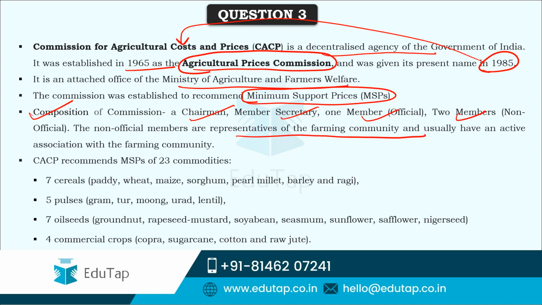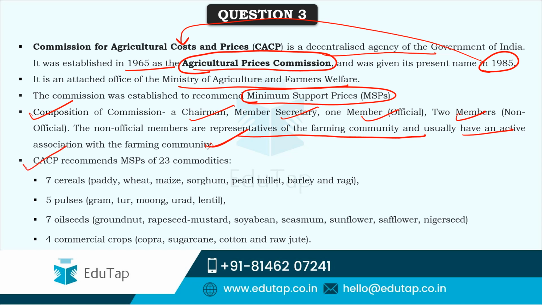See, otherwise that would not be fair. Without the persons who are involved in farming, if something is decided, it would not be fair. So two non-official members are there, who will be from the farming community, and usually they have an active association with the farming community, so that they can take whatever views are there from the farming community and then implement them here.